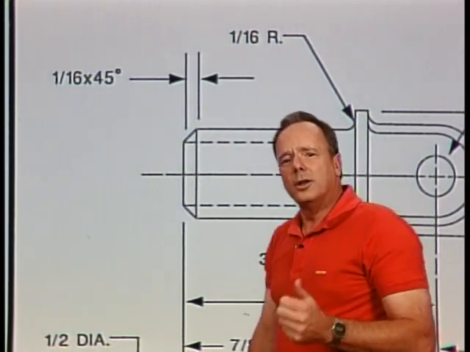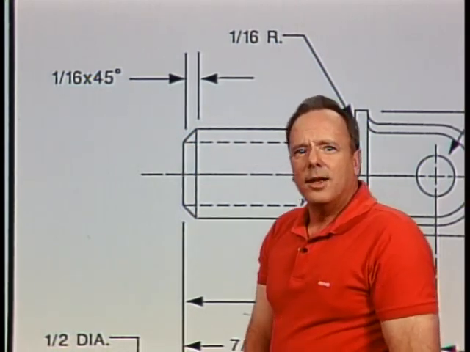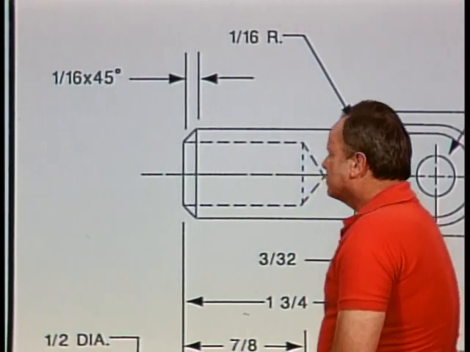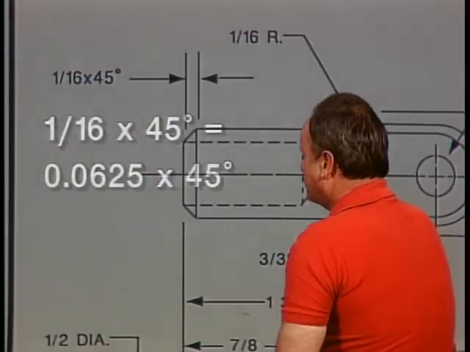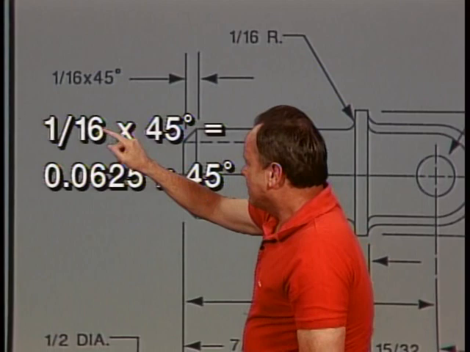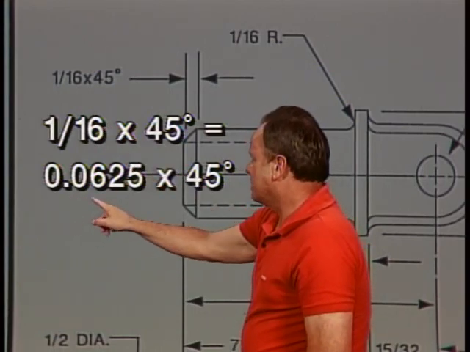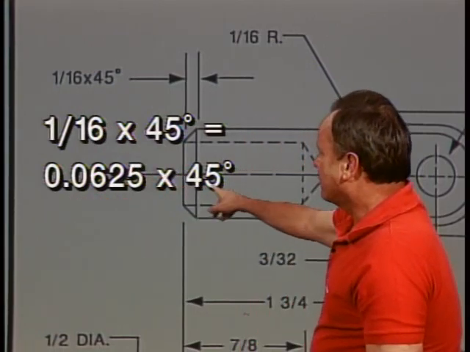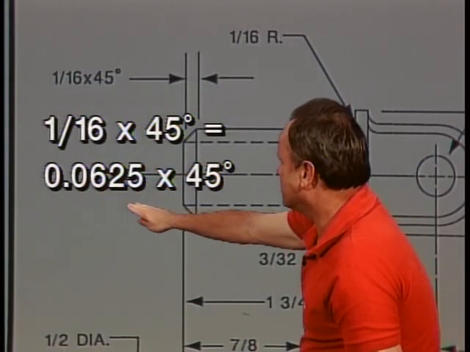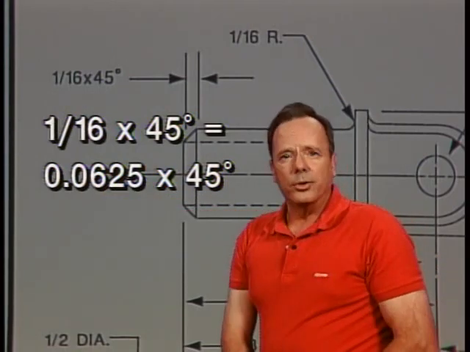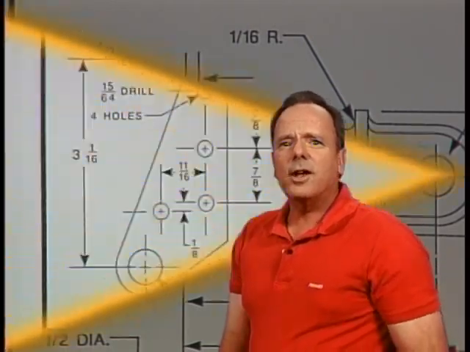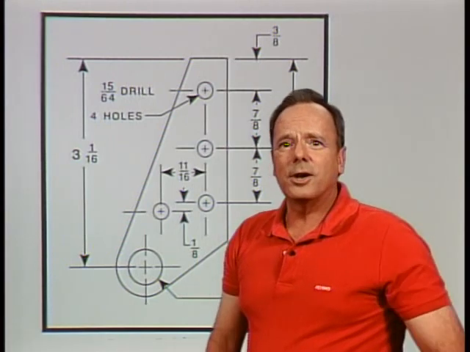They make it just a little bit more complicated than that. They ask you in decimals rather than fractions. So what are the dimensions of this chamfer? Well, divide 1 by 16, you get 0.0625, and it's still times 45 degrees, and those are the dimensions of the chamfer, and that's all there is to it.